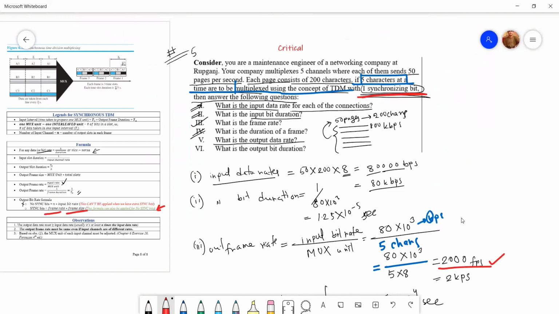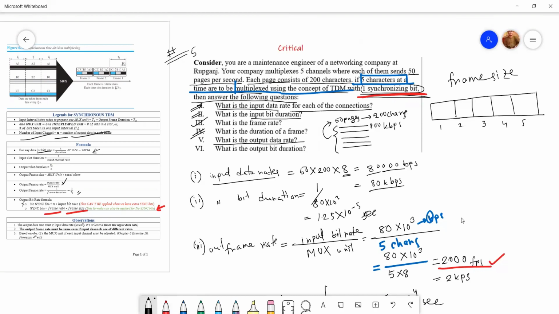So we know how many slots will be there. Now we are going to find the frame size. How many slots would there be? There will be 5 slots because we have 5 channels: 1, 2, 3, 4, and 5. That will be my 5 slots in total. Because in the case of synchronous TDM, the number of slots equals the number of channels, right?